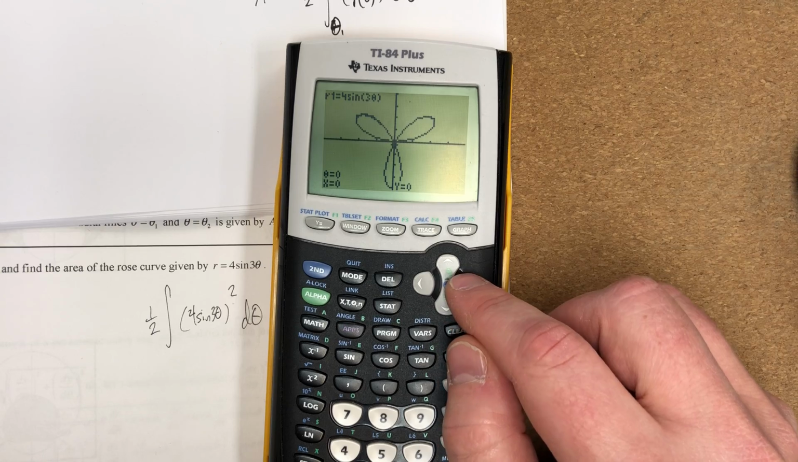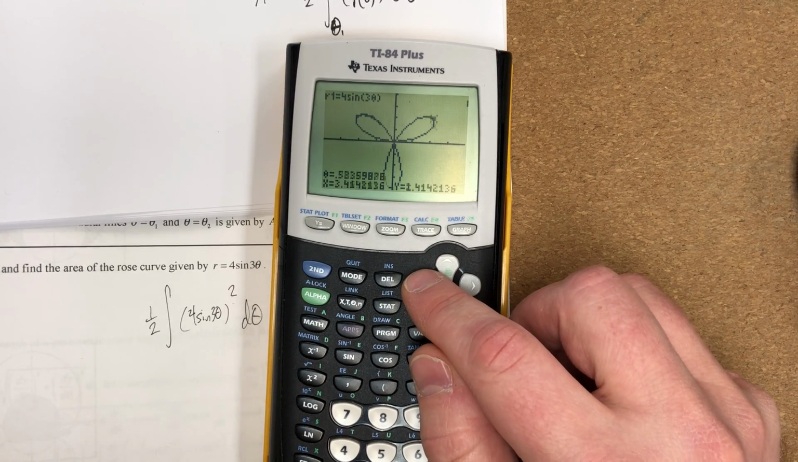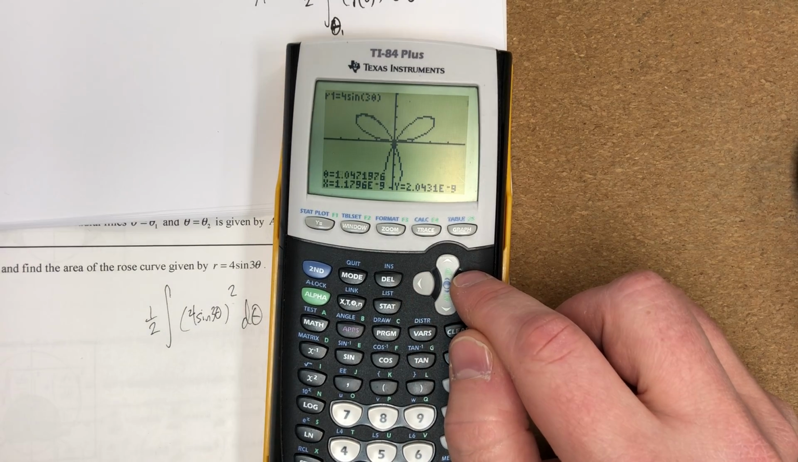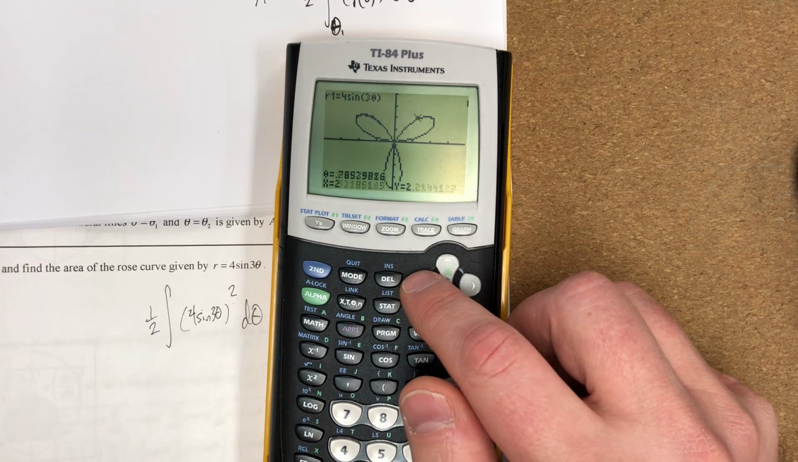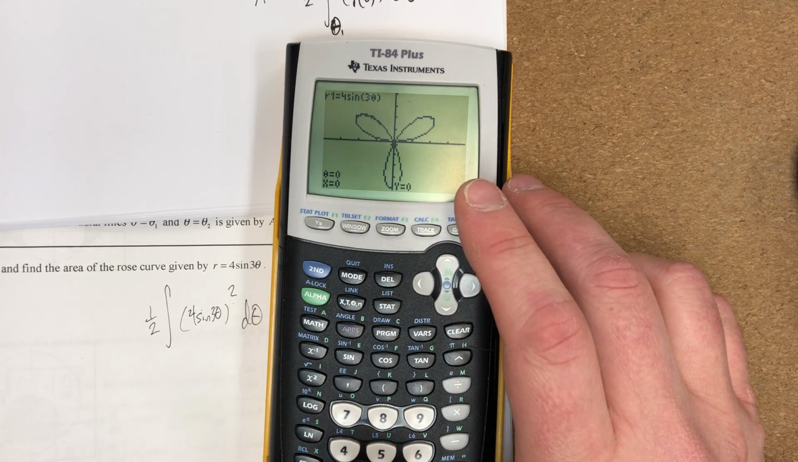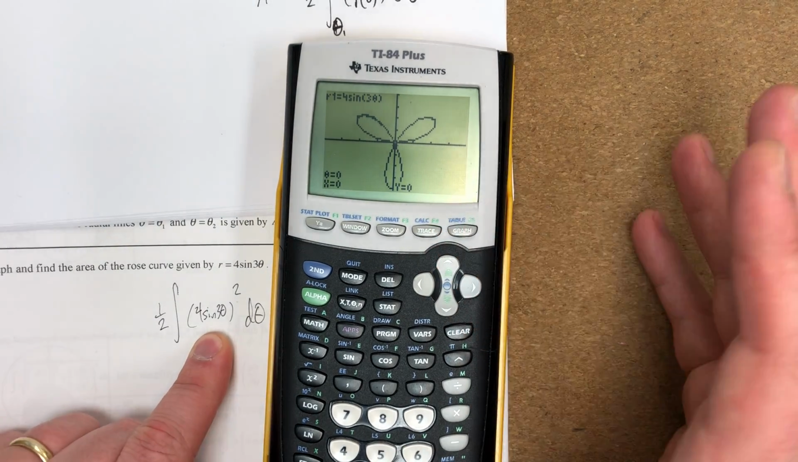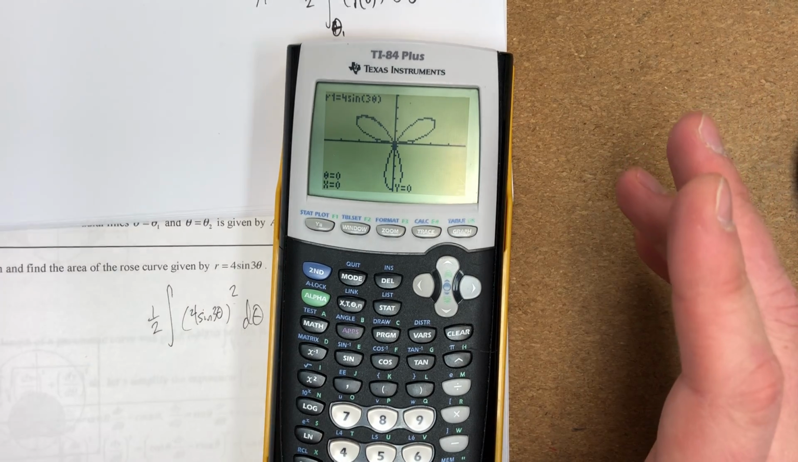And see, it looks like we're getting to about 1 for theta, which might not be readily apparent about what value of theta that is. So let's think about this. When is this tangent to the pole? So sine is equal to 0.